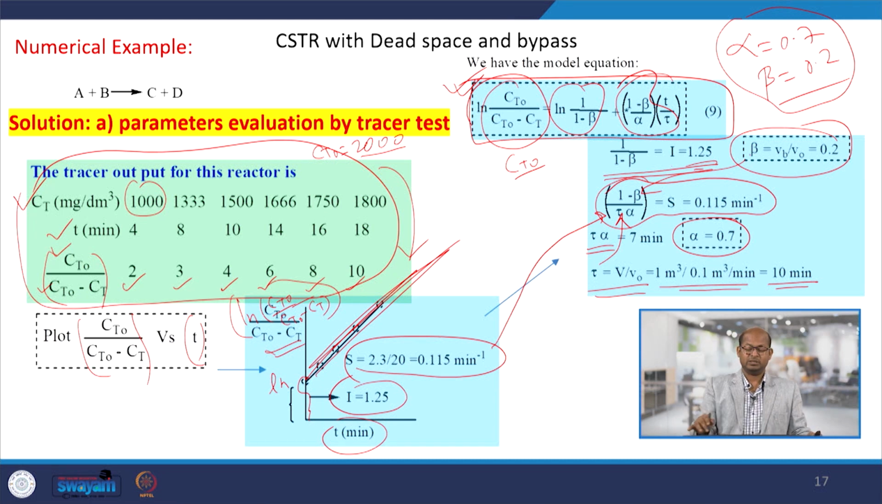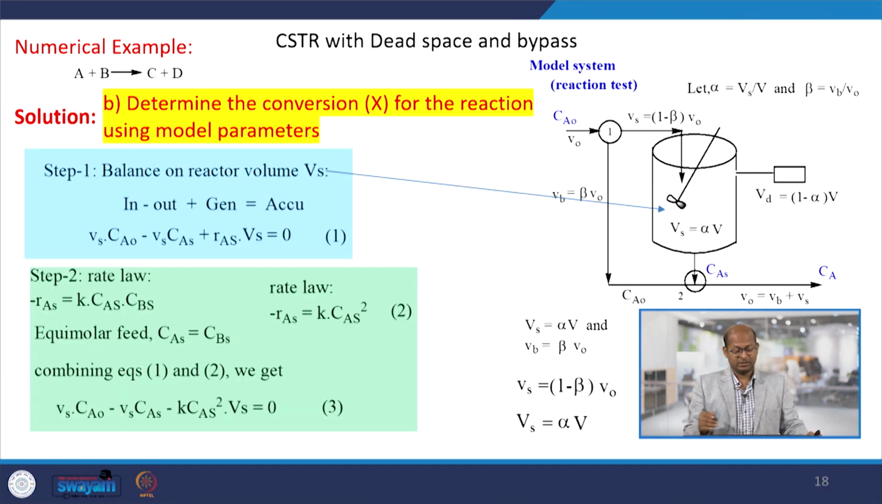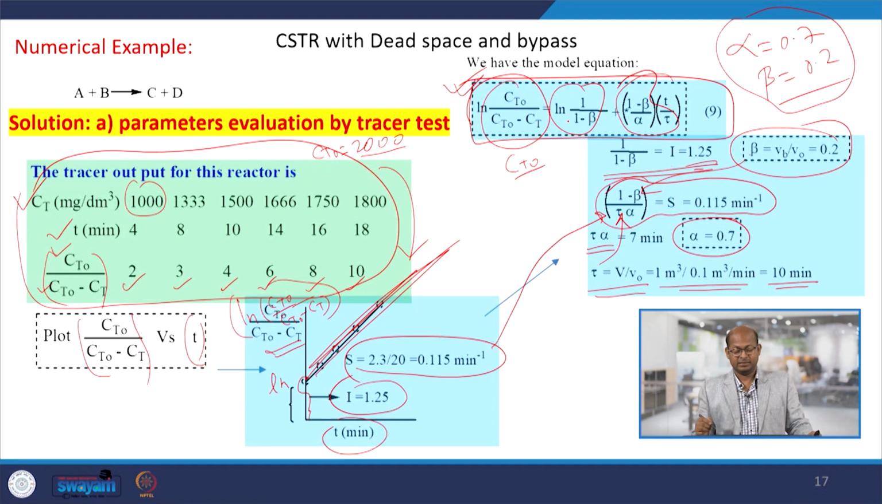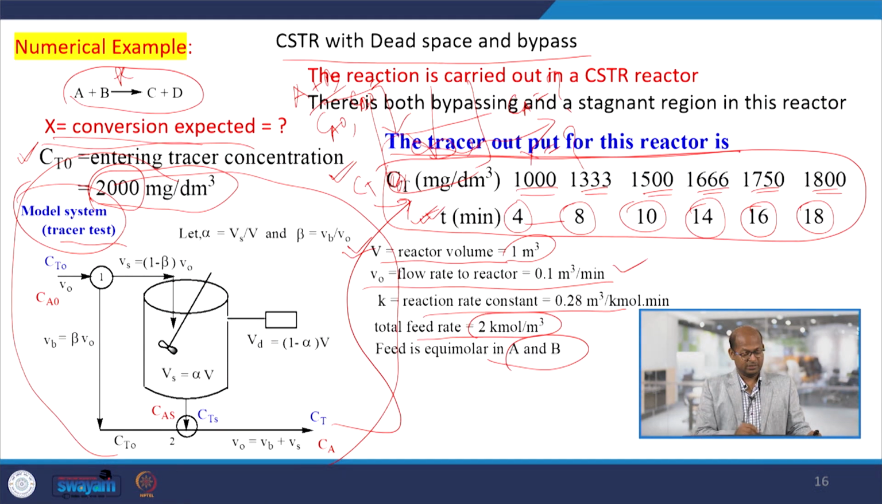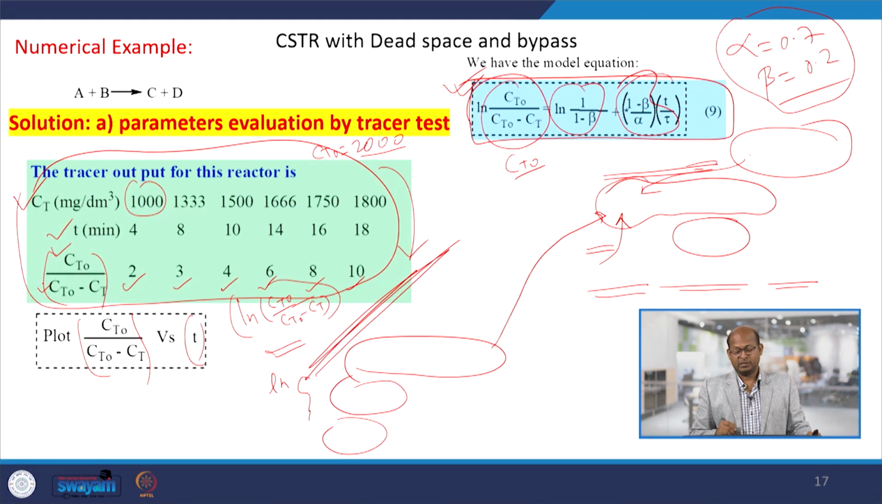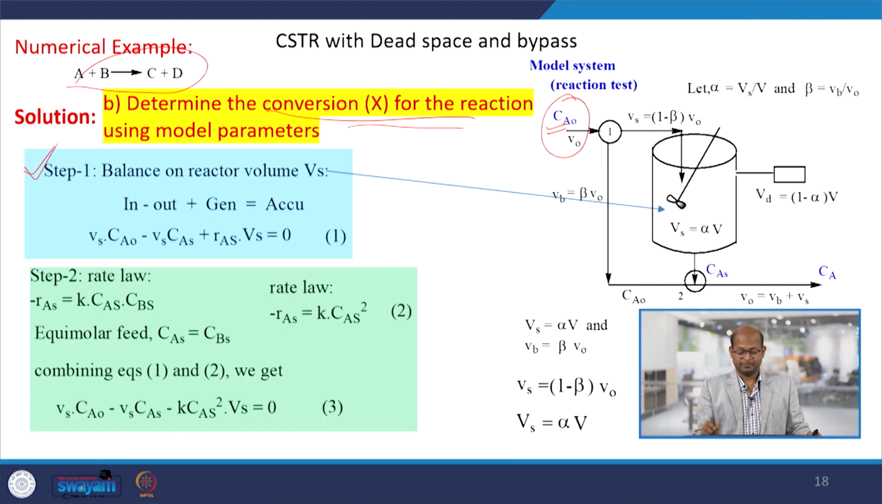So, only the tracer test data was evaluated, and now similarly we conduct the reactions. Here, instead of tracer, we are passing reactant A. So, the reactant stream will also follow a similar path. A few streams will pass through the reactor, and another one will pass through the bypass.